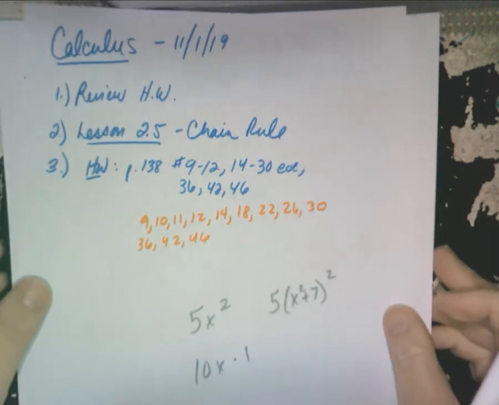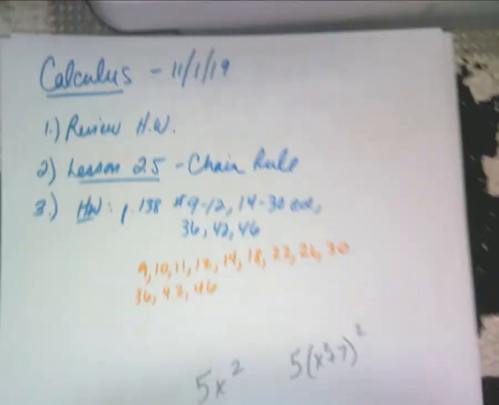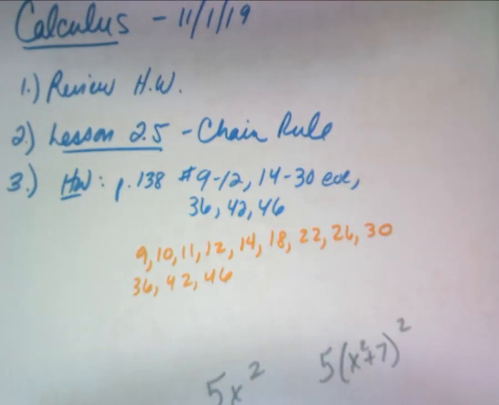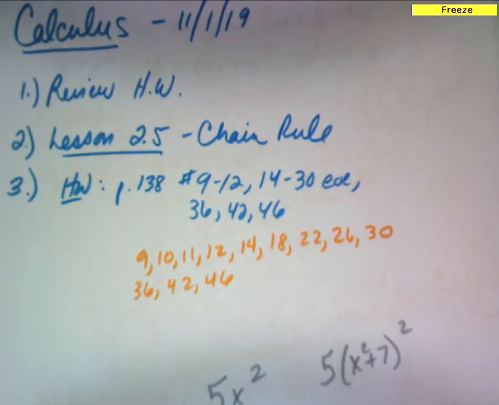All right. Here's your homework for tonight. It's actually just 12 problems. I wrote them out here: 9, 10, 11, 12, 14, 18, 22, 26, 30, 36, 42, and 46. Get that done for me. That's every other even, and I've added 4 too.